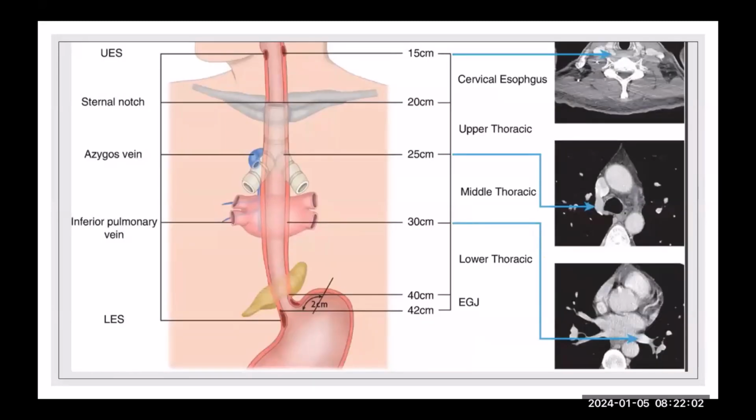Surgically, conventionally, esophagus has been divided into three parts, that is upper, middle, and lower thoracic esophagus. From the beginning up to the lower border of the azygos vein is the upper esophagus. The middle 10 centimeters, that is between the lower border of the azygos to the lower border of the inferior pulmonary vein, is the middle esophagus. And the lower thoracic esophagus starts from the inferior pulmonary vein up to the termination into the stomach, that is the gastroesophageal junction.